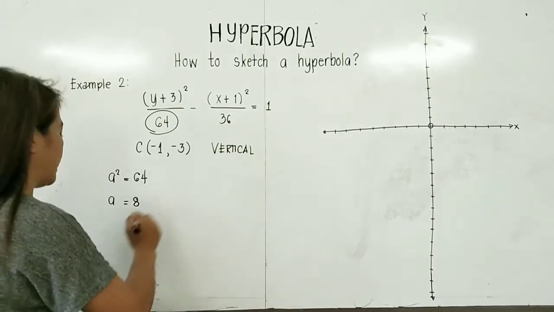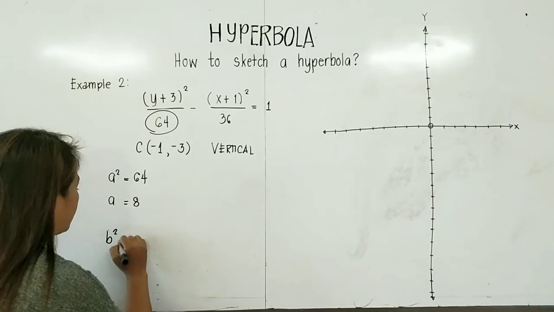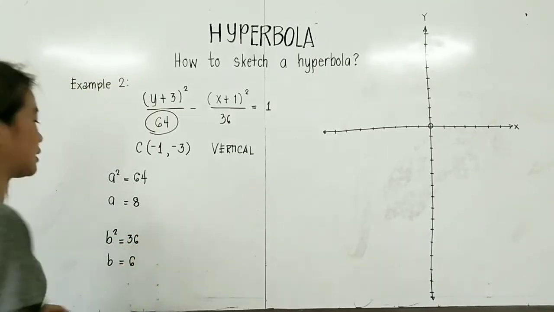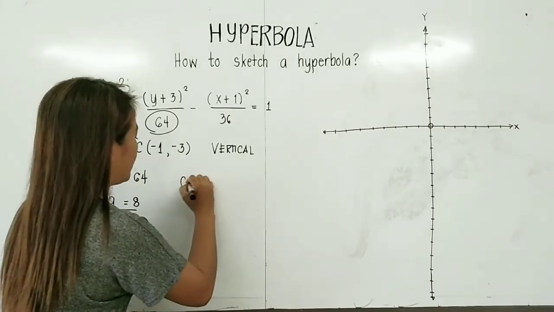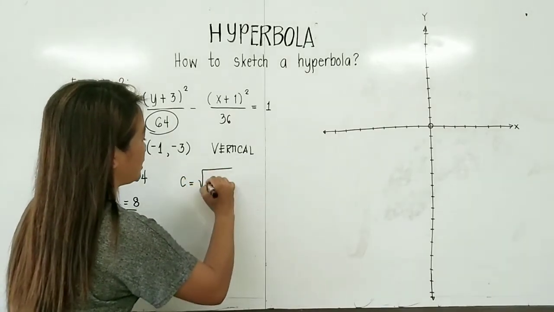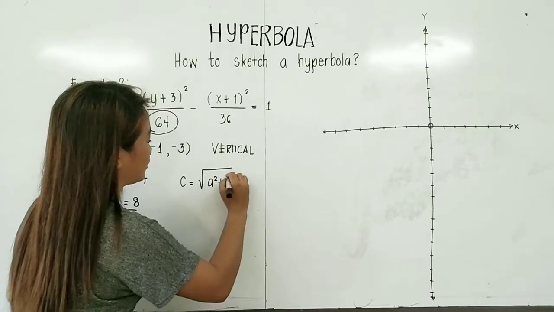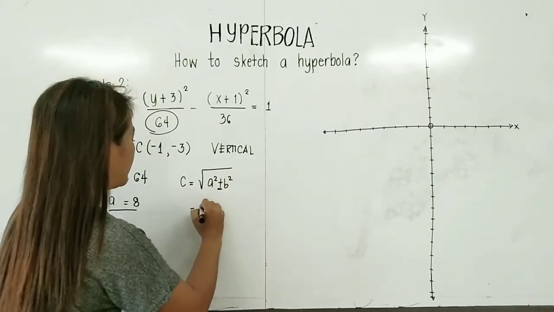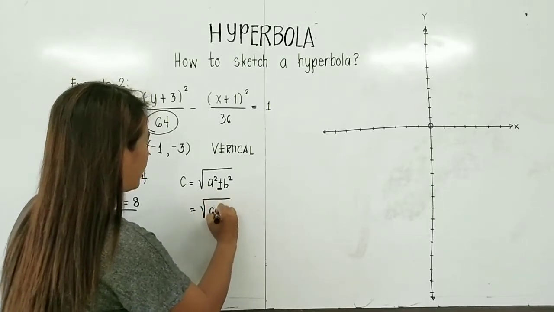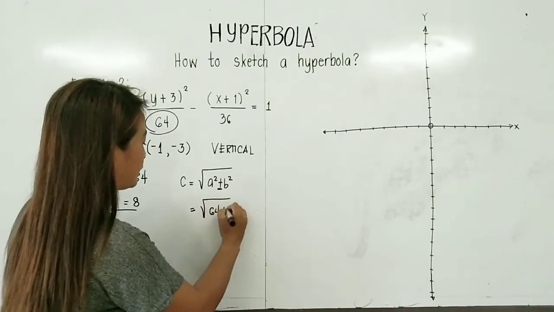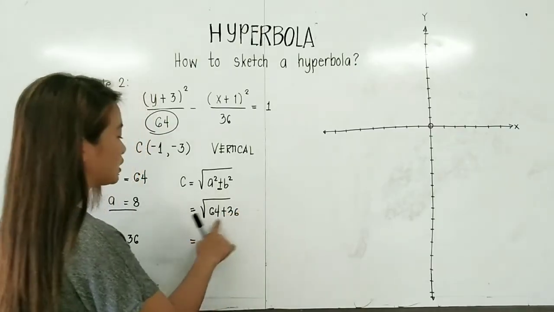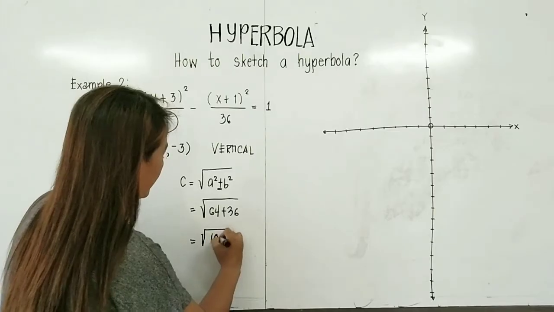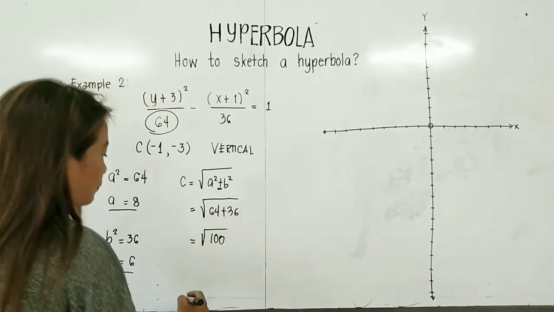Next, our b squared is 36. So b squared is equal to 36. Our b is positive 6. Next, solving for c, we have the formula a squared plus b squared. Again, this is plus here. So our a squared is 64 and our b squared is 36. So 64 plus 36, the answer is positive 100. And square root of 100 is equal to positive 10.